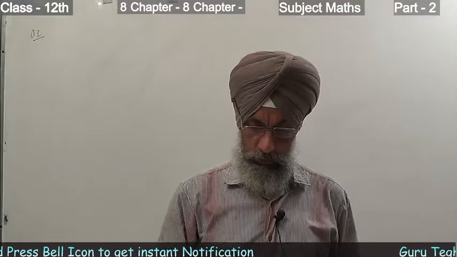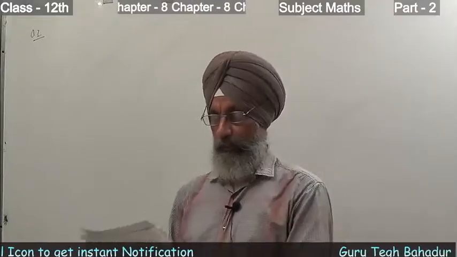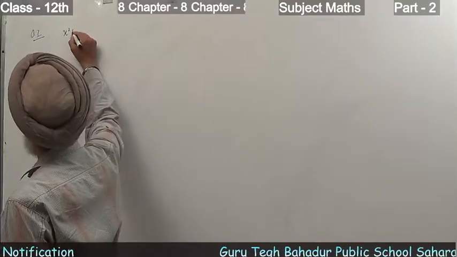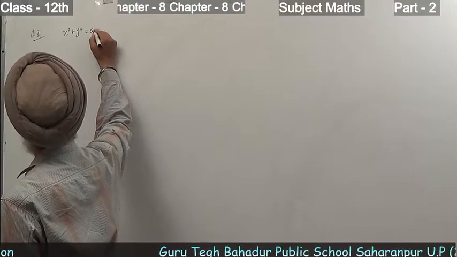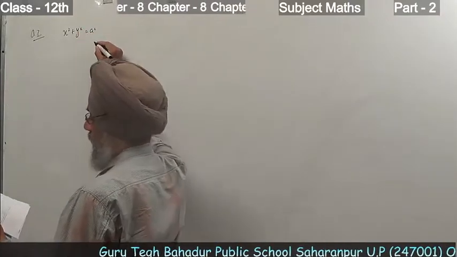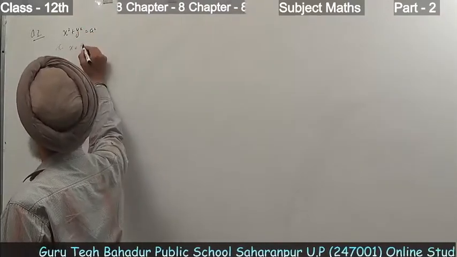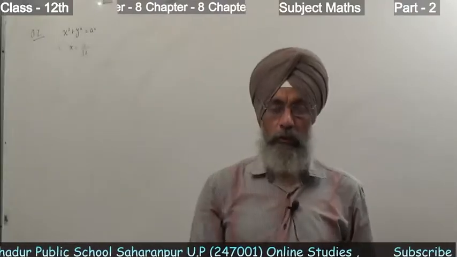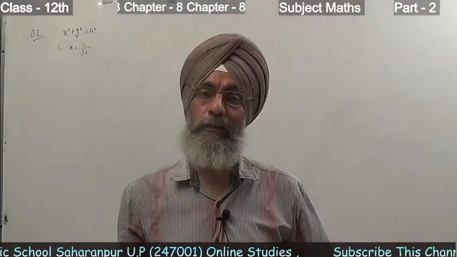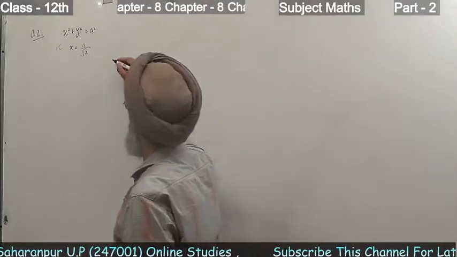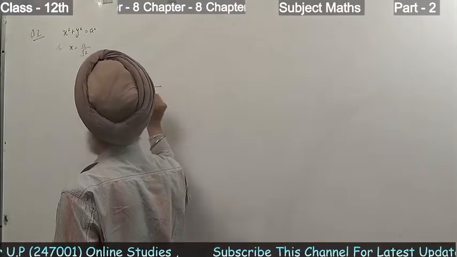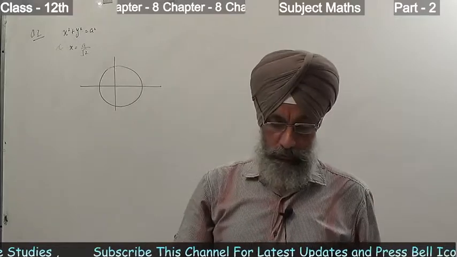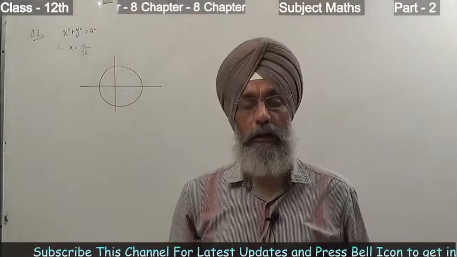In question number 7, it says: find the area of the smaller part of the circle x square plus y square is equal to a square, cut off by the line x is equal to a upon square root of 2. Now x square plus y square is equal to a square is the equation of the circle where the center is at the origin. We have to find the area of the smaller part of the circle cut off by the line x is equal to a upon root 2.